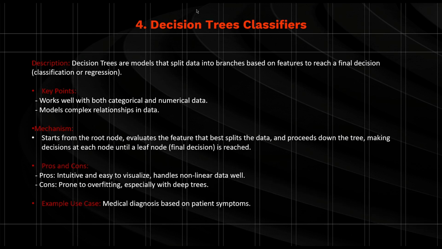Decision trees are structured like flowcharts, with each decision node splitting data based on the best features. It's a powerful model for classification because it can handle both categorical and numerical data. We follow branches of the tree based on feature values until we reach a final decision or class. Decision trees are widely used in fields like customer segmentation or loan approval.